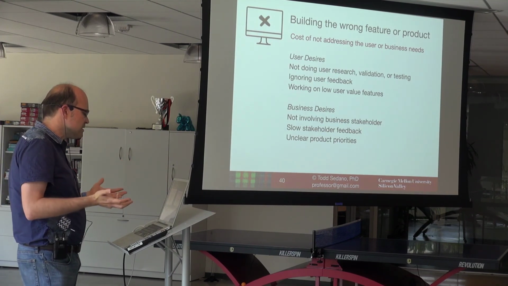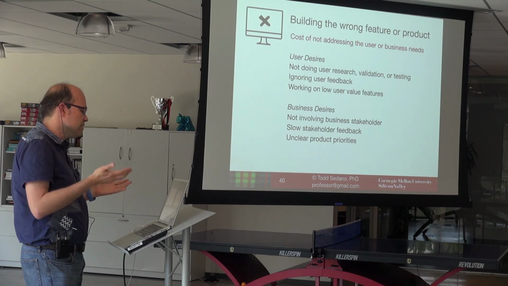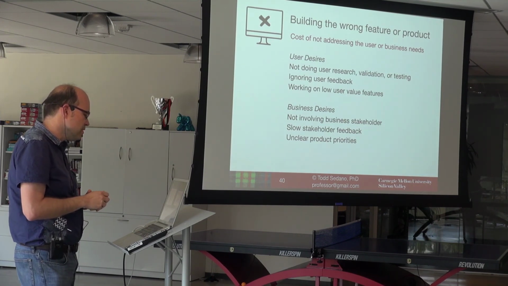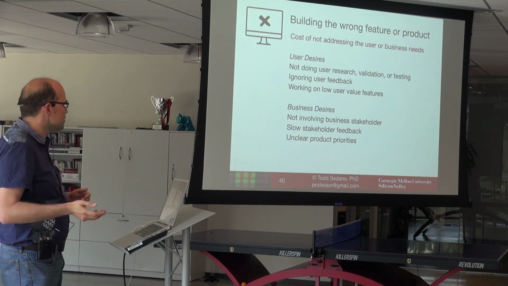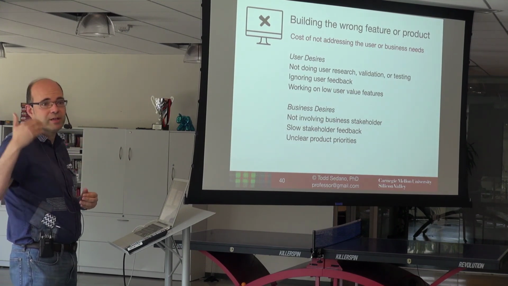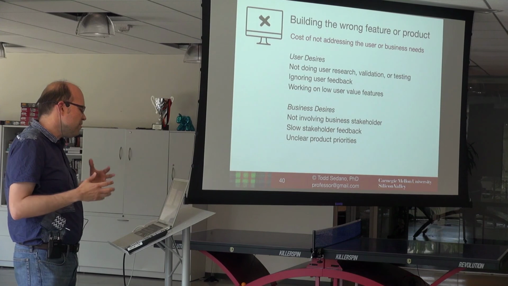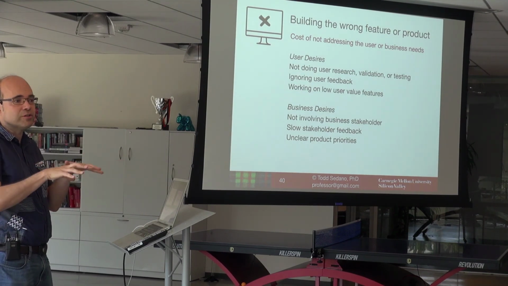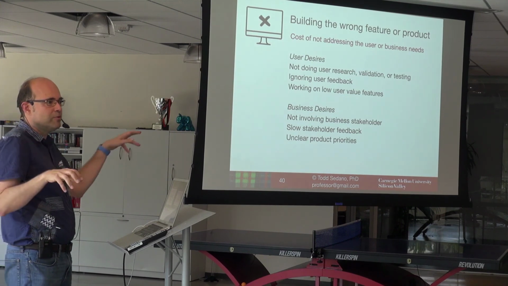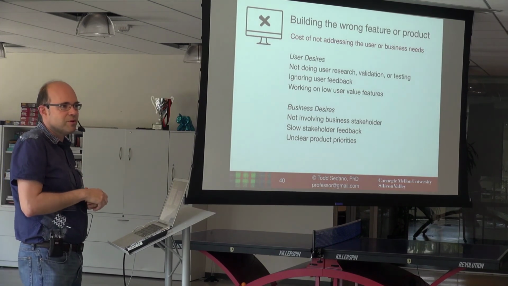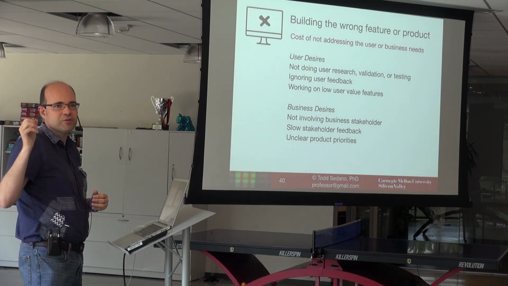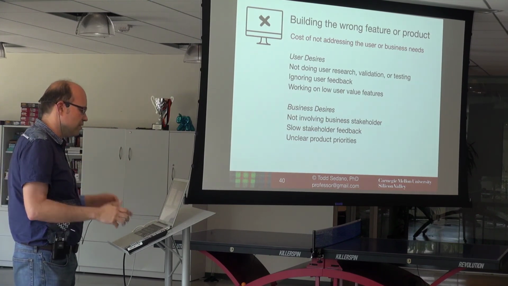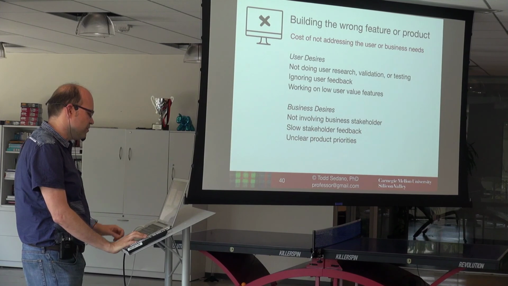And then there are these business desires: not involving a business stakeholder, slow stakeholder feedback, unclear product priorities. Maybe the product manager isn't in the office enough, or there's someone really important that we're not giving information to. And we found that looking at these two things, in the projects I looked at, there can be a tension between what the business wants and what users want. And we saw several cases where the business desperately wanted certain features in a product that no user would ever use. And how do you resolve that tension? Lots of opportunity for waste.